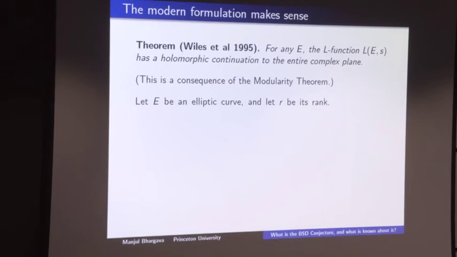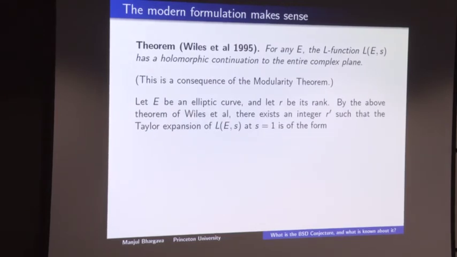Okay, so suppose we have an elliptic curve, and let R be its rank. Then, by the above theorem of Wiles, there exists an integer, R prime, such that if you look at the Taylor expansion of this L function at s equals 1, remember it's now well defined there, the order of vanishing is just the first Taylor exponent that occurs. So if that's R prime, then the Taylor expansion looks like some constant a times (s minus 1) to the R prime plus higher order terms. Wiles' theorem tells you that you can do a power series expansion around s equals 1, and that first exponent that occurs in the Taylor expansion, you can call R prime.